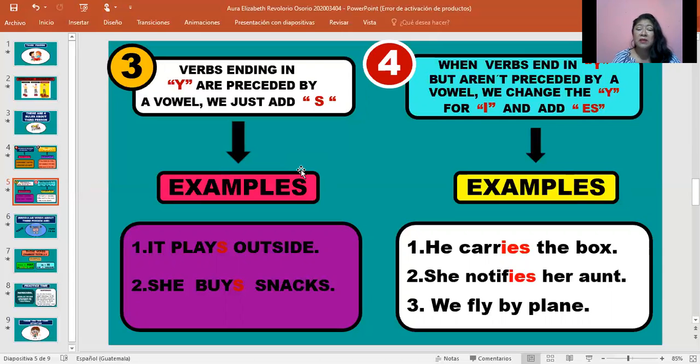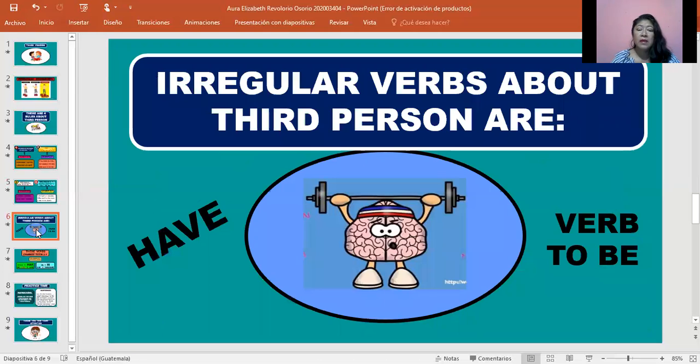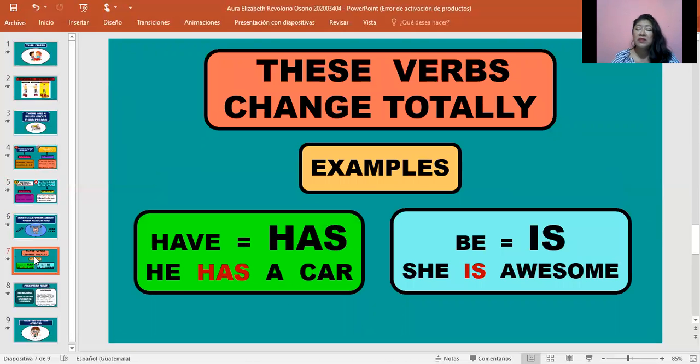There are special verbs named irregular verbs. Irregular verbs about third person are have and the verb to be. These verbs change totally. Examples. When we use have in a sentence with third person, we use has. Example, he has a car.